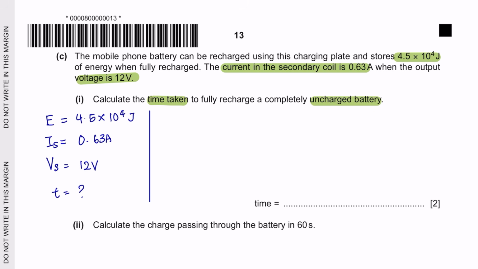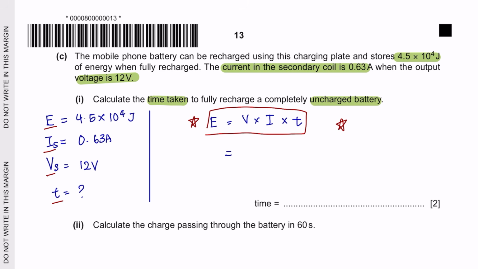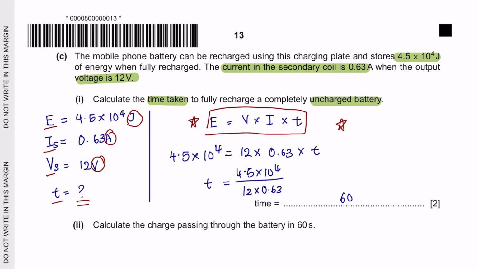The formula related to voltage, energy, current, and time is energy equals to voltage times current times time. Remember that physics is largely calculation based, so be sure that you have memorized every formula in the syllabus. I've made a video on this, so make sure you check it out and memorize them. And make sure that your units are all in standard units. Rearranging this, we will get 6,000 and the unit for time is seconds.